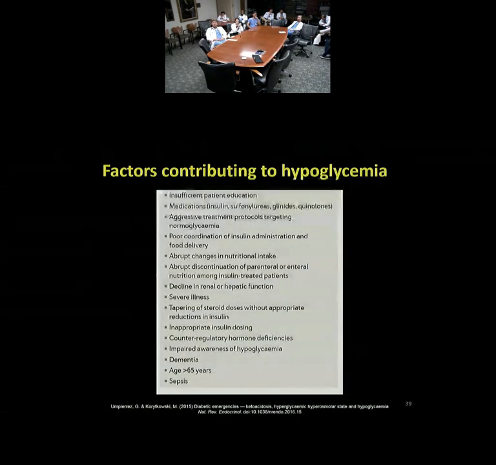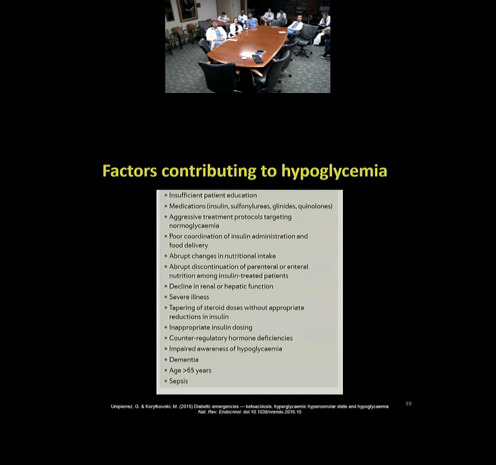So the factors that contribute to hypoglycemia are insufficient patient education, some medications, for example, a sulfonylurea given to elderly people, or renal failure. And when there is aggressive treatment targeting normoglycemia in the hospital, people get NPO for a procedure, and they are still given a medication that can cause hypoglycemia.